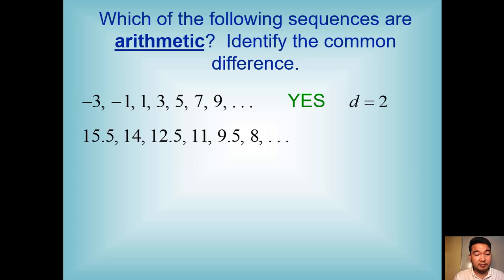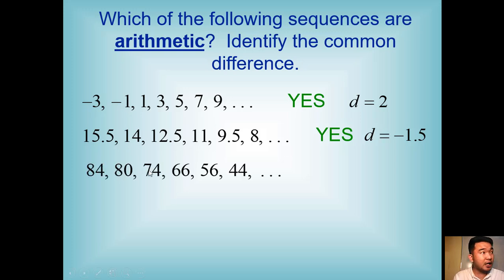Another example, 15.5, 14, 12.5, 11, 9.5, and 8. As we can see, 14 minus 15.5 is negative 1.5. 12.5 minus 14 is negative 1.5. Then 8 minus 9.5 is also negative 1.5. So yes, this is an arithmetic sequence with the common difference of negative 1.5.